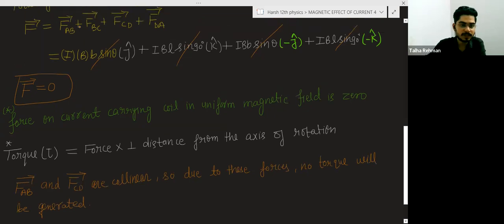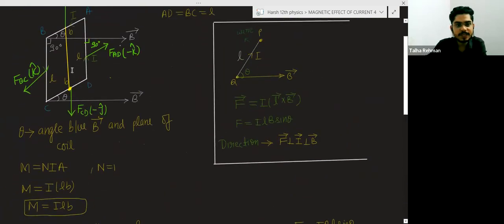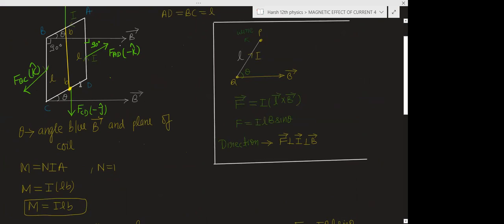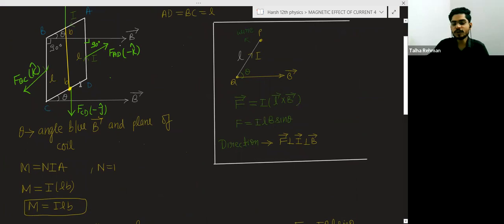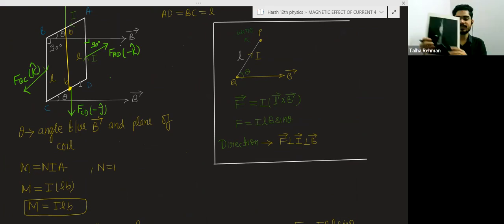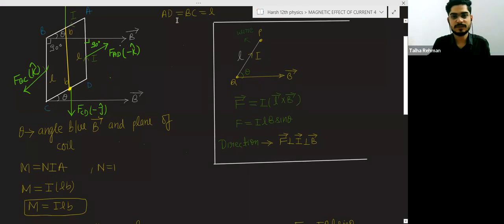Now see this, BC and AD. This is force BC towards you, and this is AD towards away from you. But the line of action of both the forces is different. Line of action means, this is your coil. One force is acting like this. This is very difficult to explain.